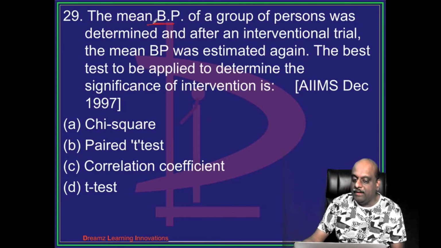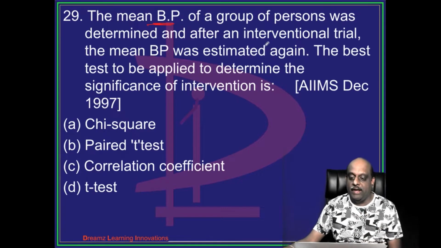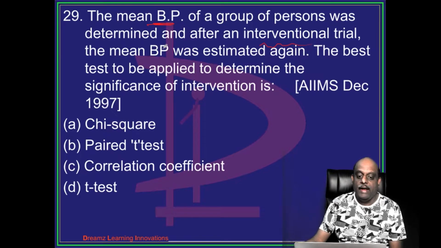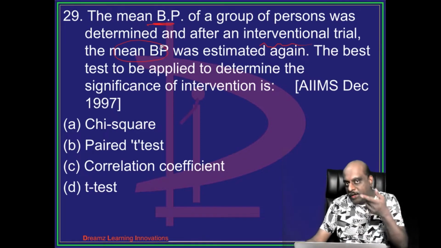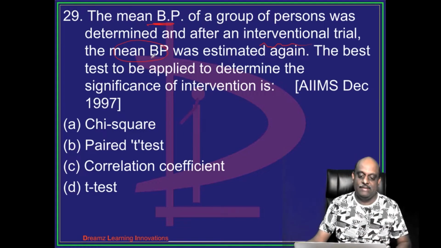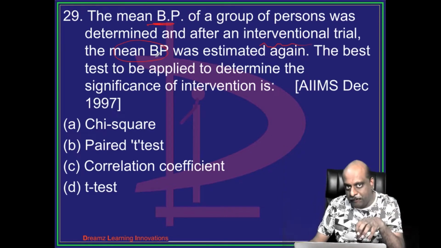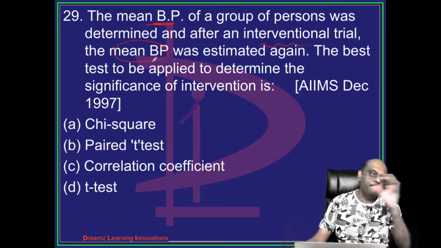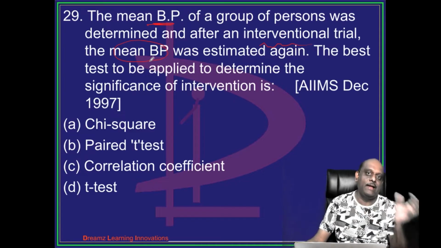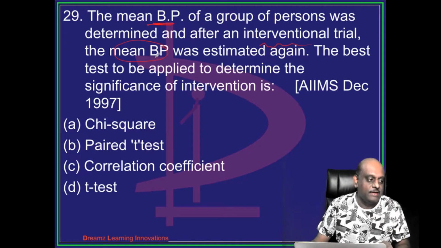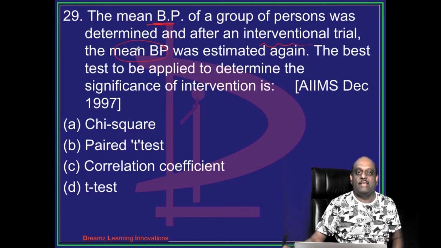The mean value of the blood pressure of a group of people was determined after an interventional trial. And the mean BP was estimated once more in the same population after some time. So in the same population, pre-test and post-test, you want to compare the mean values of the results. What is the best test of significance is a very important question.